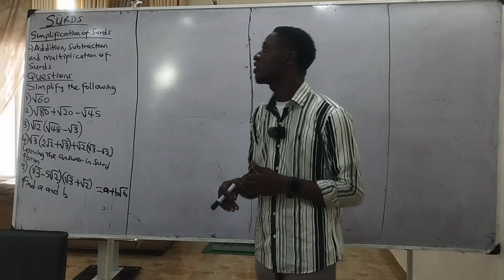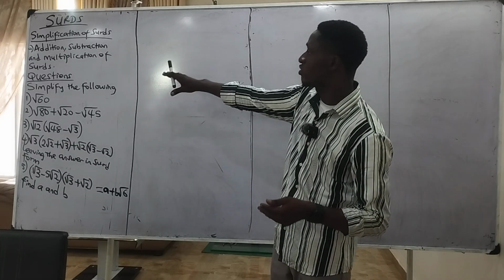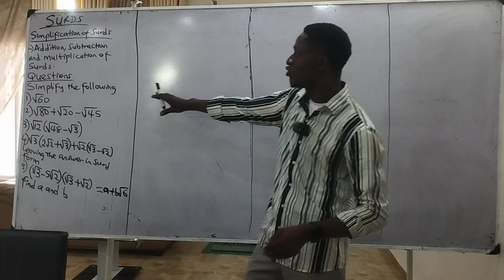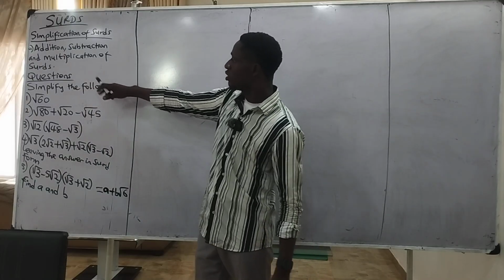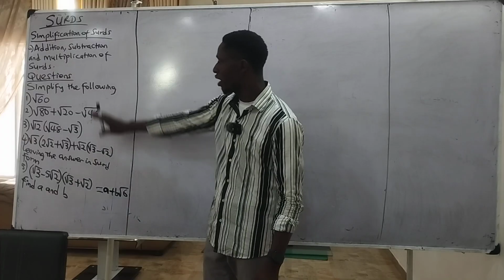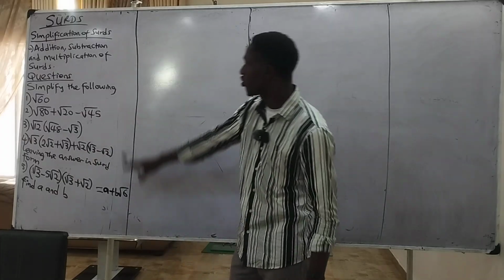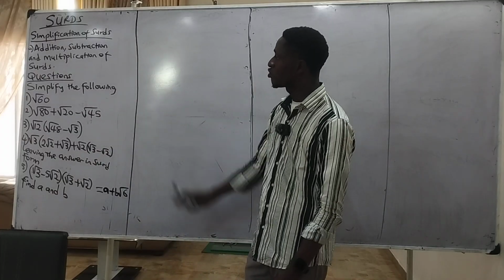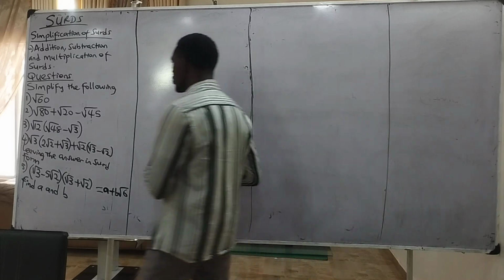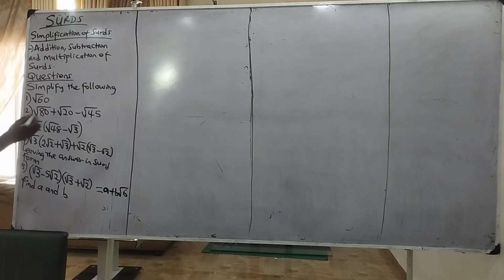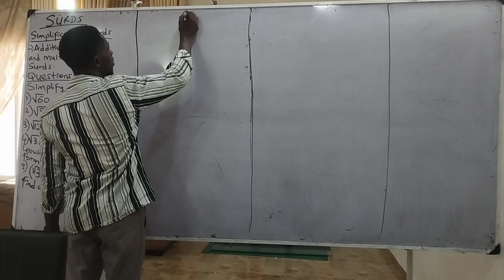So we are going to be looking at it section by section. We are going to look at simplification of surds. For now, we'll start with addition, subtraction, and multiplication of surds. So we have 5 questions to illustrate how to add, how to subtract, and how to multiply in surds. Simplify the following. Let's start with this first one.